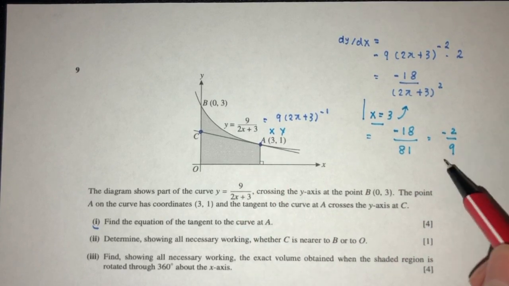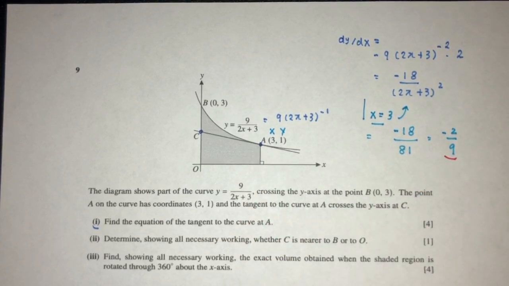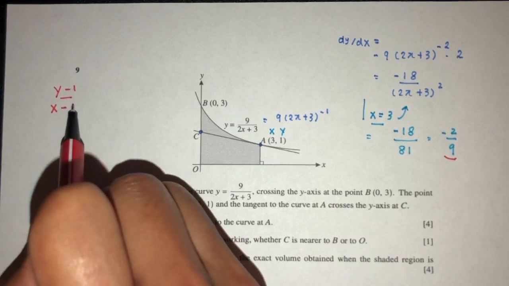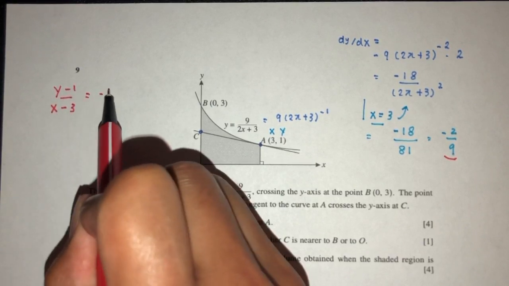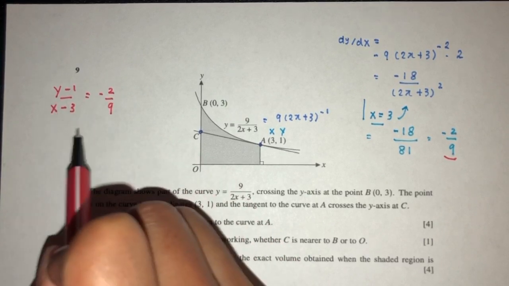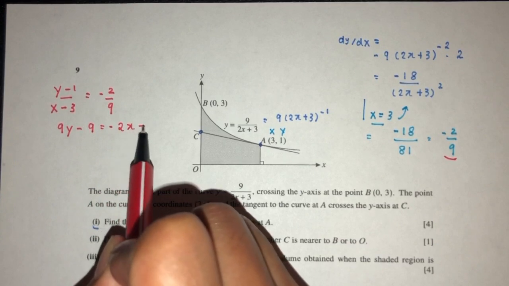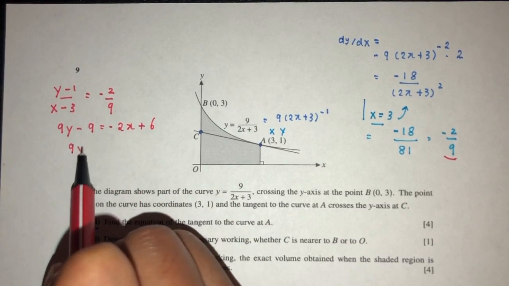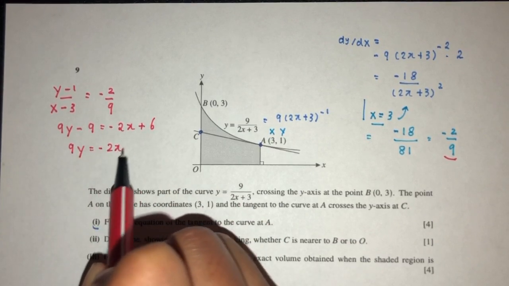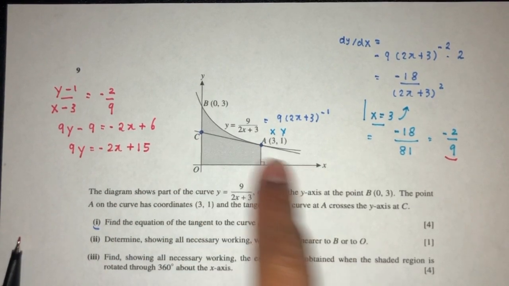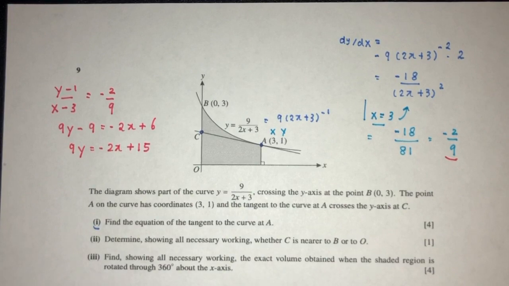Now we have the gradient, we have a passing point, we can find the equation. So y minus 1 over x minus 3 has to be minus 2 over 9. Cross multiply, you will have 9y minus 9 should be minus 2x plus 6. That should be 9y equals minus 2x plus the value of 15. And that will be the equation of your tangent right here. Part 1 of your question.